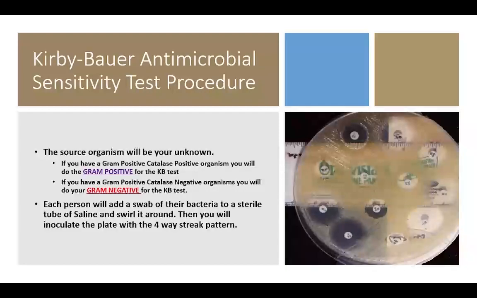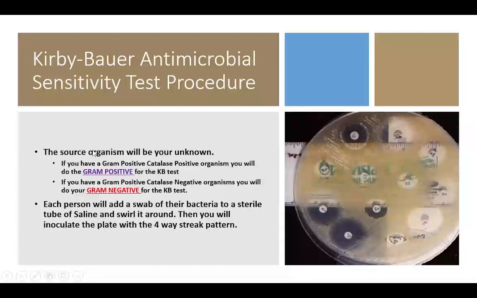The source organism will be your unknown. You'll just do that four-way streak that we talked about. Try to minimize any kinds of gaps. You will then bring it up to the instructor desk and use the little machine to clip off all the little discs that you have. You will only have about 6 discs. You won't have one that looks like this, but.